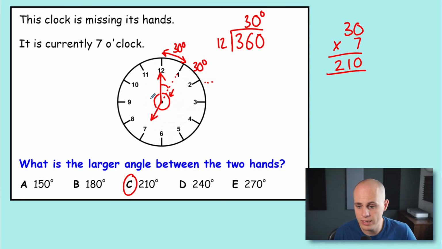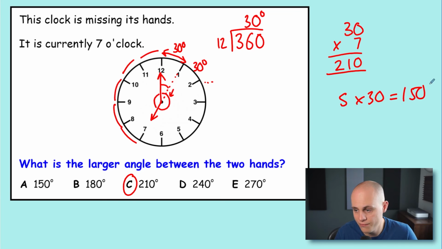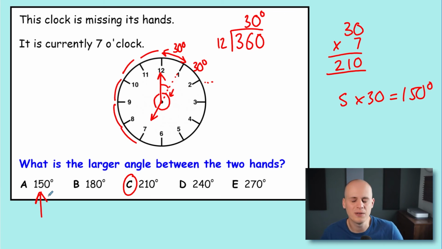For a bit of fun, what would the other angle be? Well, how many segments is this? 1, 2, 3, 4, 5 segments. So that would be 5 lots of 30. 5 times 30 is just going to be 150 degrees. Is that an answer here? It is. Look, the trap answers are always there. So you have to be so careful to read, because if you didn't read a larger angle properly and you did the other one, you would have done some really good maths, but you would have got the wrong answer, which unfortunately isn't what we want.